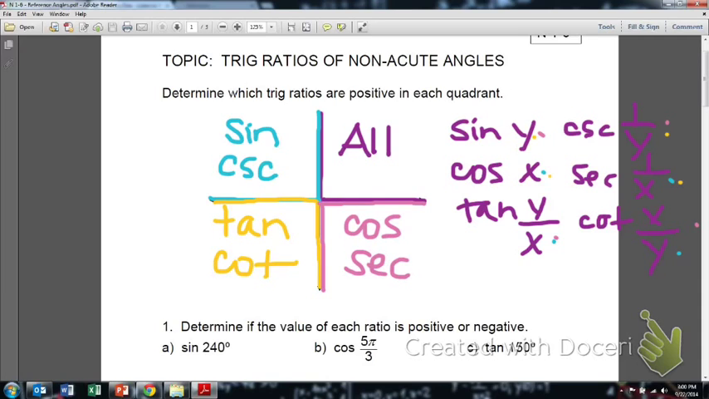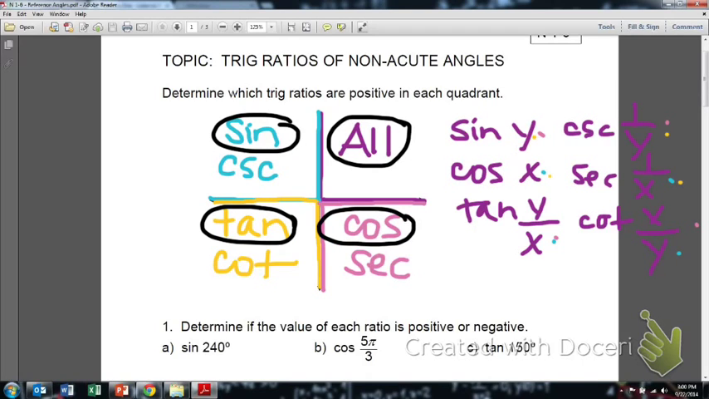So there's a little saying that we remember sometimes to remember this, and it's All Students Take Calculus, ASTC, to remember what's positive in each quadrant. And then you just have to remember that cosecant is going to be the same sign as sine, cotangent will have the same sign as tangent, and secant and cosine will have the same sign.